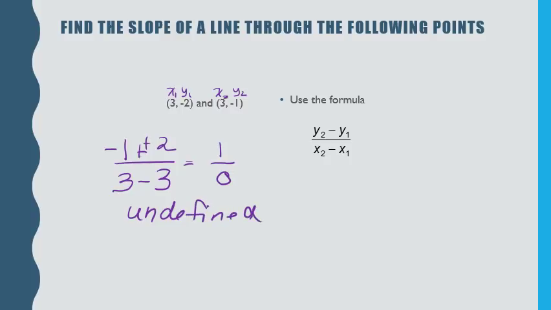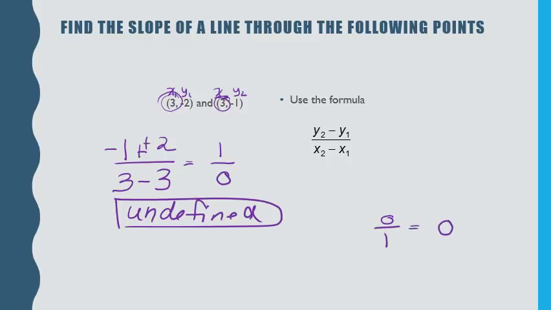So 1 over 0 would give us the undefined slope. So this is undefined, which makes sense. There's no change in your x values. If it was the other way around, if it was 0 over 1, then we would say it's 0. They're two totally different things, so you need to tell me what they are.